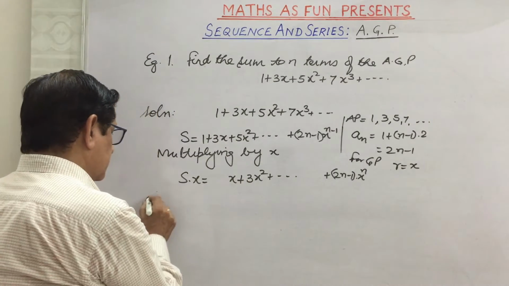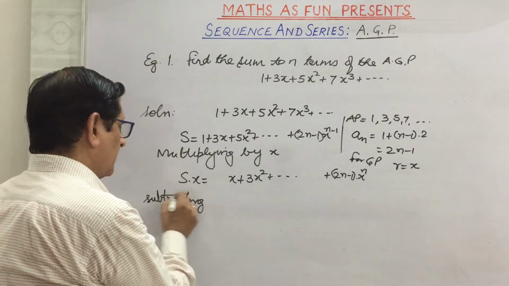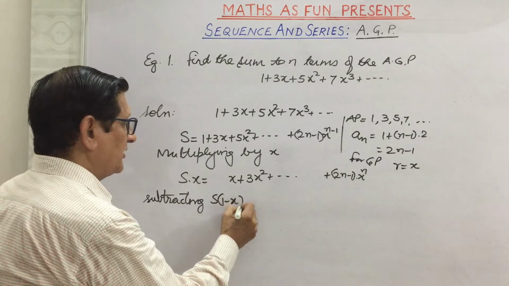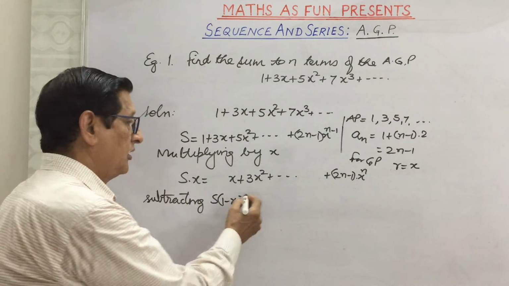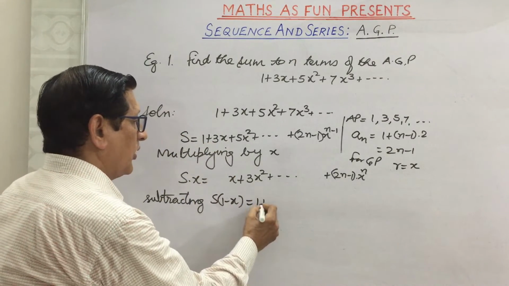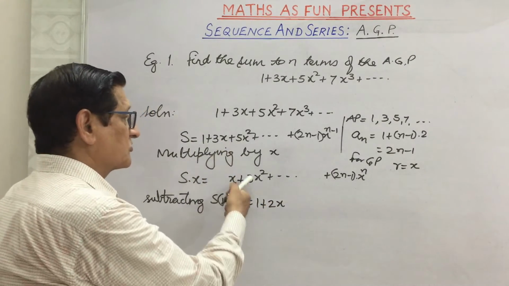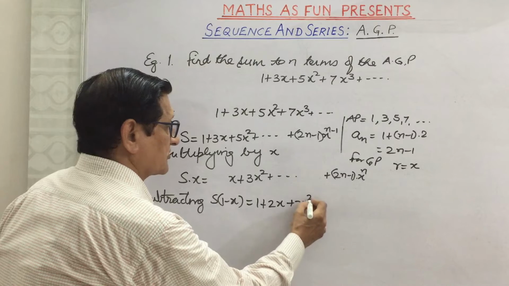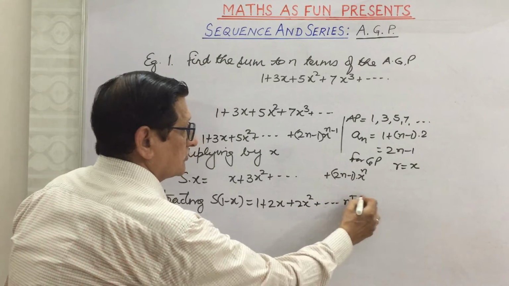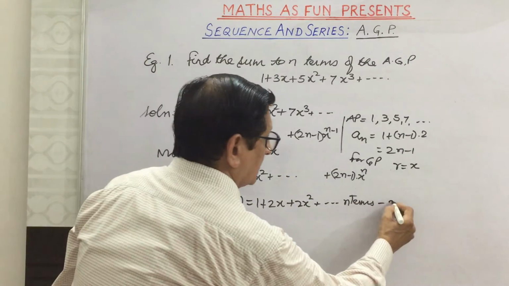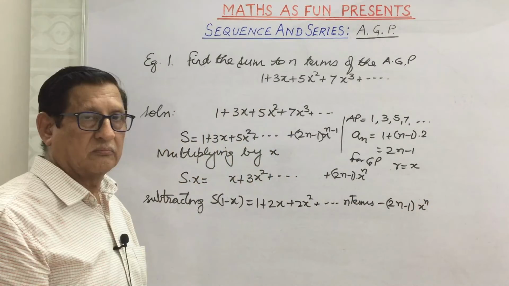Subtracting these two equations, we get s into 1 minus x, because that is s minus sx, s is common. On the right side we get 1 plus 3x minus x, which is 2x, 5x square minus 3x square is 2x square, and so on. We get here n terms, minus 2n minus 1 into x power n.